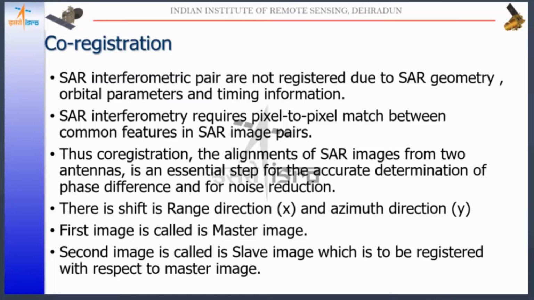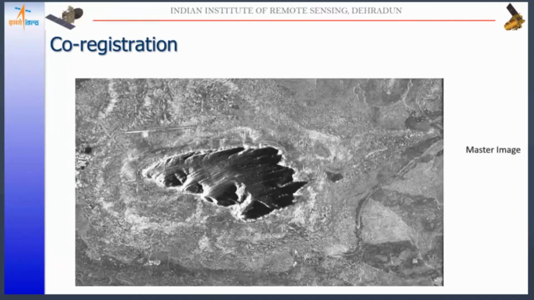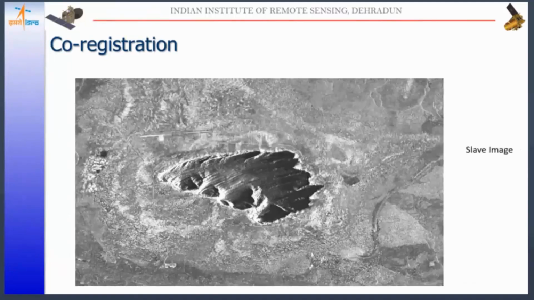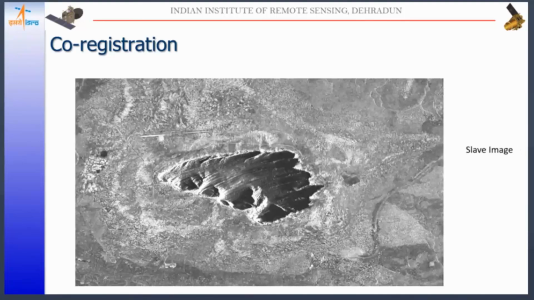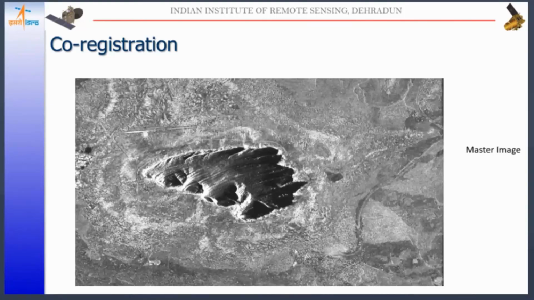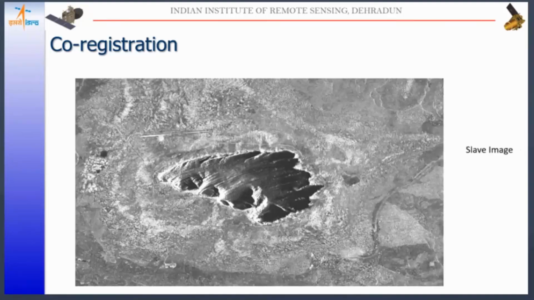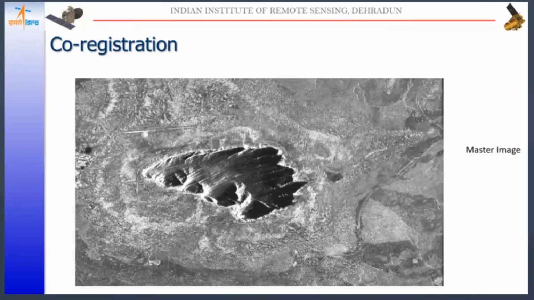If we can see, this is the master image and this is the slave image. You can see how they are not registered properly. Some shift is there. If this shift is there, then we cannot form the interferogram because each pixel is not registered. So the first step is to register both images up to subpixel accuracy.